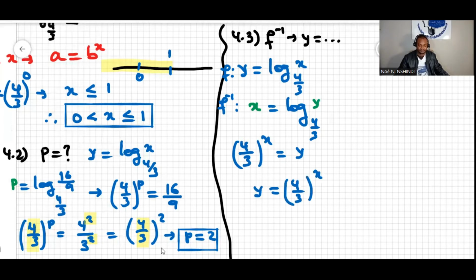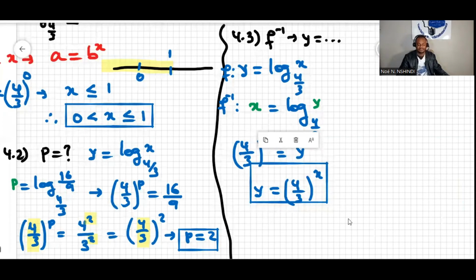That's the inverse of f in the form y equal to. Anyway, leave it like that. And then comes question 4.4.